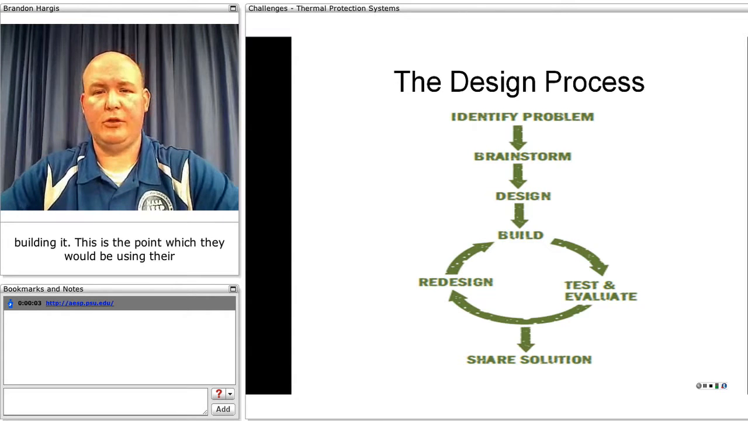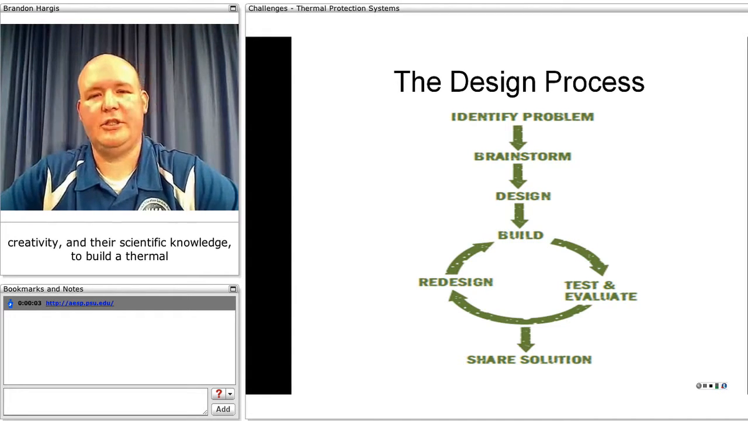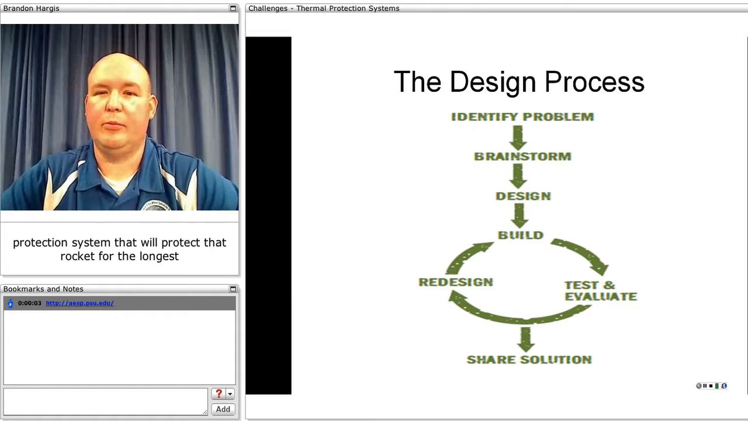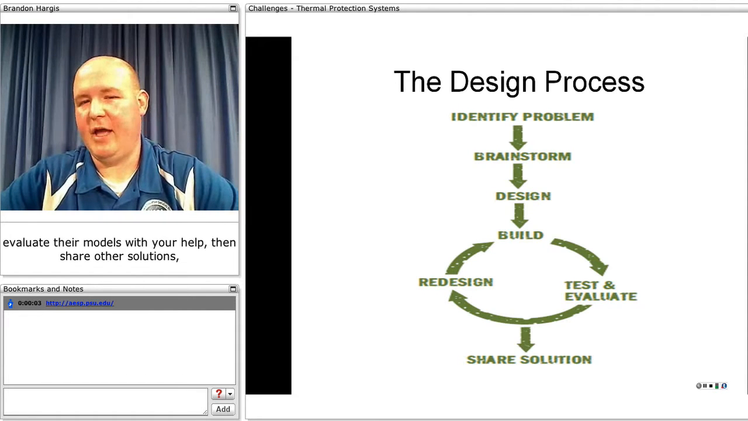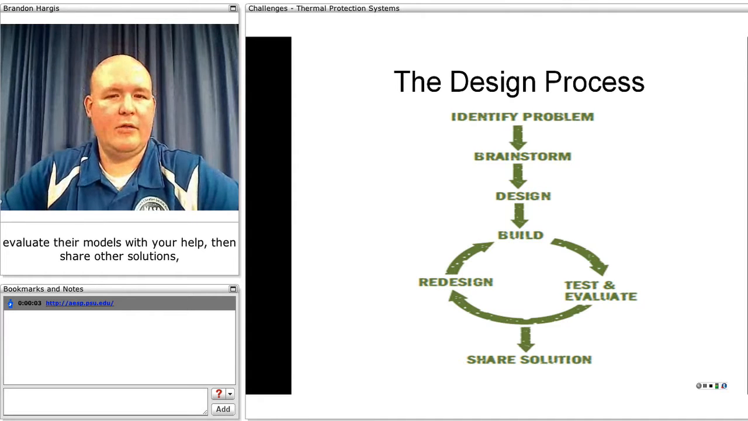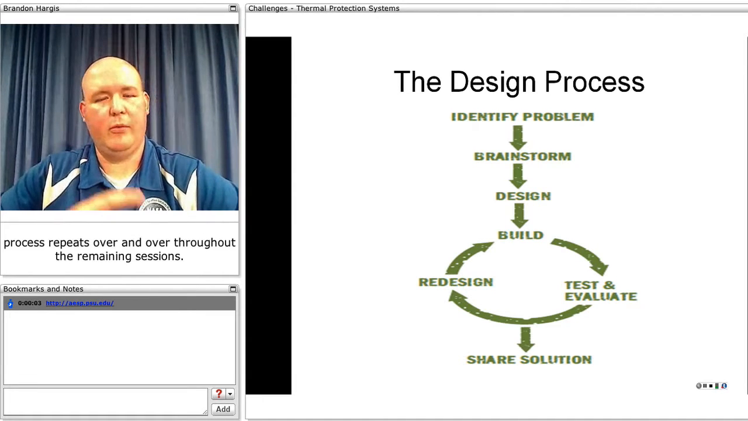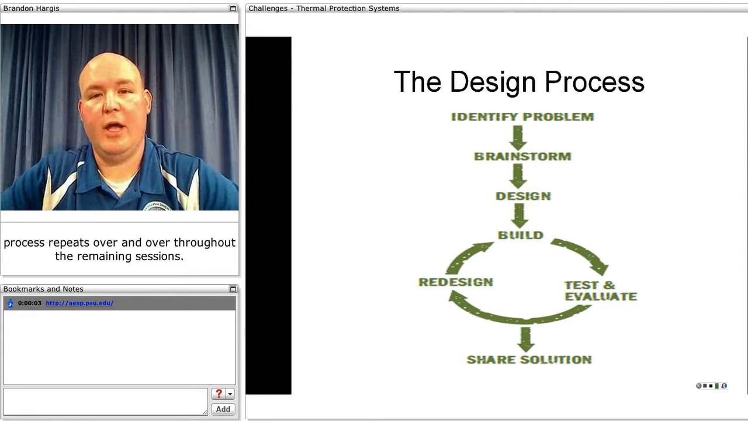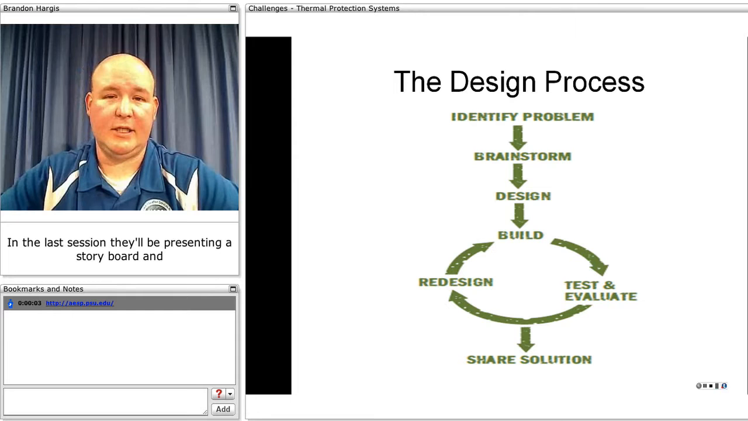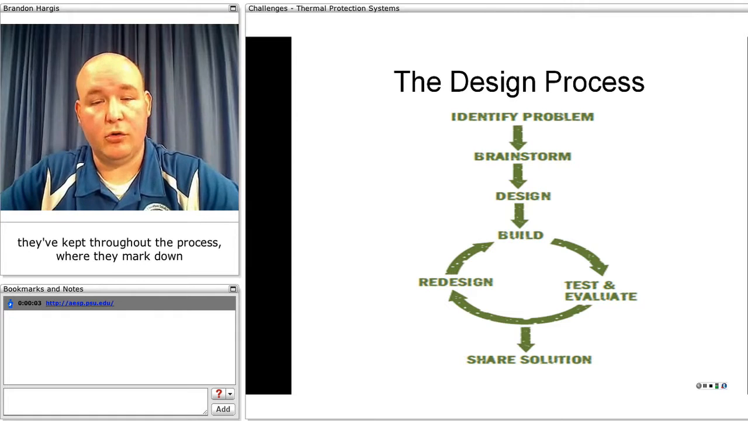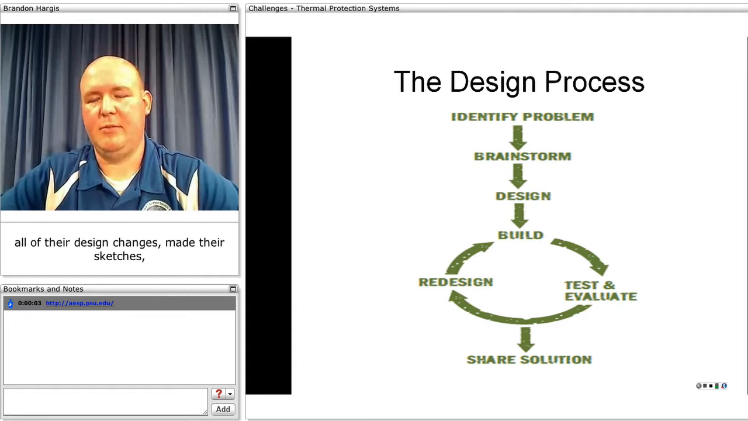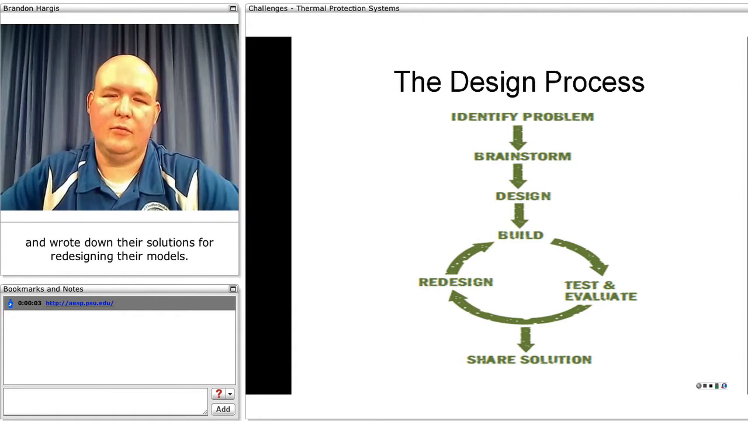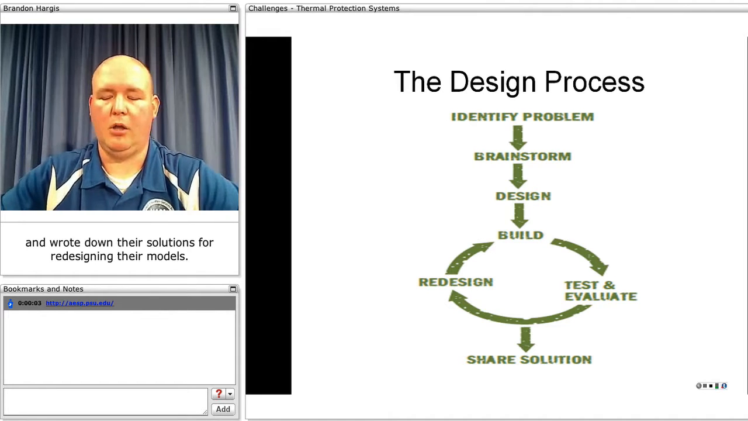This is the point in which they would be using their creativity and their scientific knowledge to build a thermal protection system that will protect that rocket for the longest period of time. They should build their models, test and evaluate their models with your help, then share out their solutions and redesign. And this is the point at which the process repeats over and over throughout the remaining sessions. In the last session, they'll be presenting a storyboard and presentation, as well as providing you with a journal that they've kept throughout the process, where they marked down all of their design changes, made their sketches, and wrote down their solutions for redesigning their models.